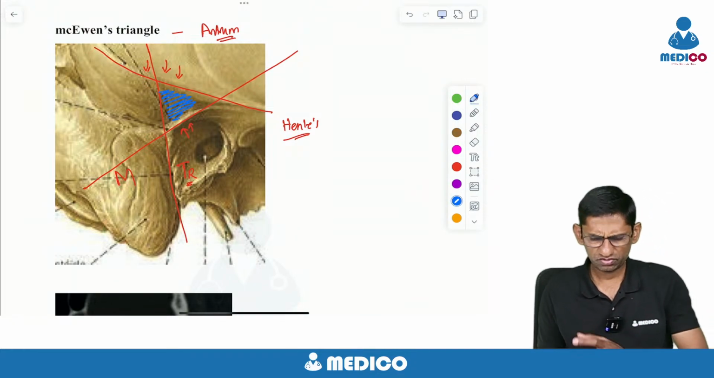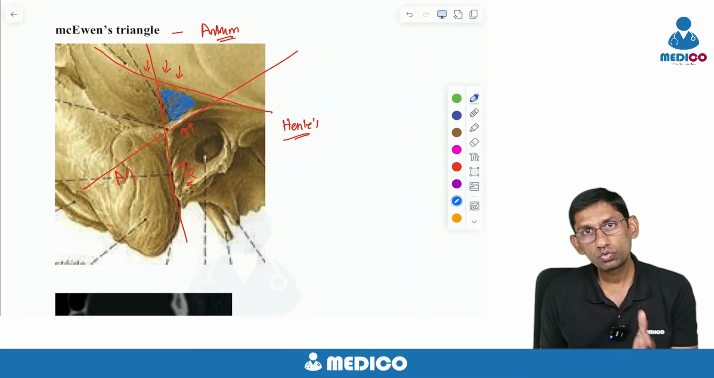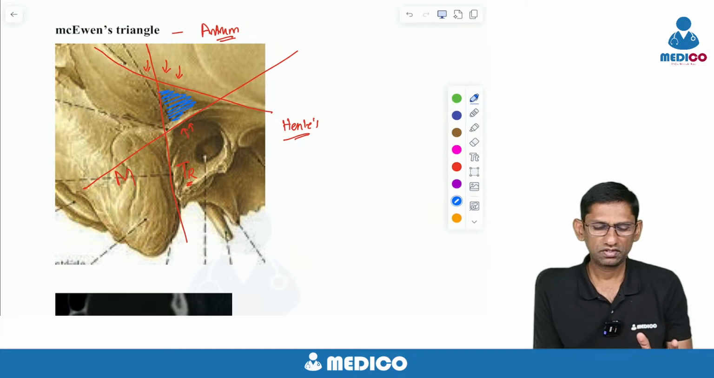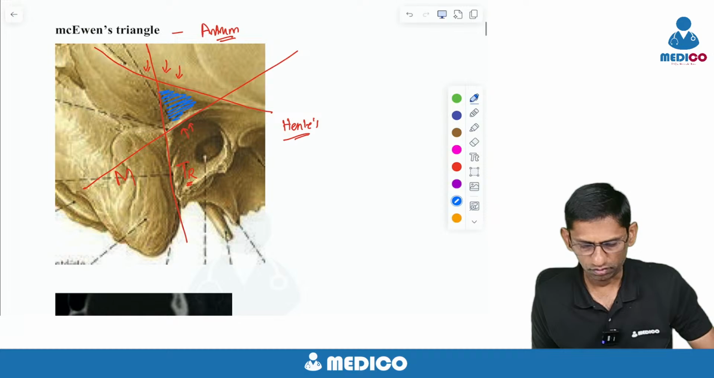It is typically seen a bit posterior superior to the meatus. This area is called the McEwen's triangle. If you open, you will enter into the mastoid.